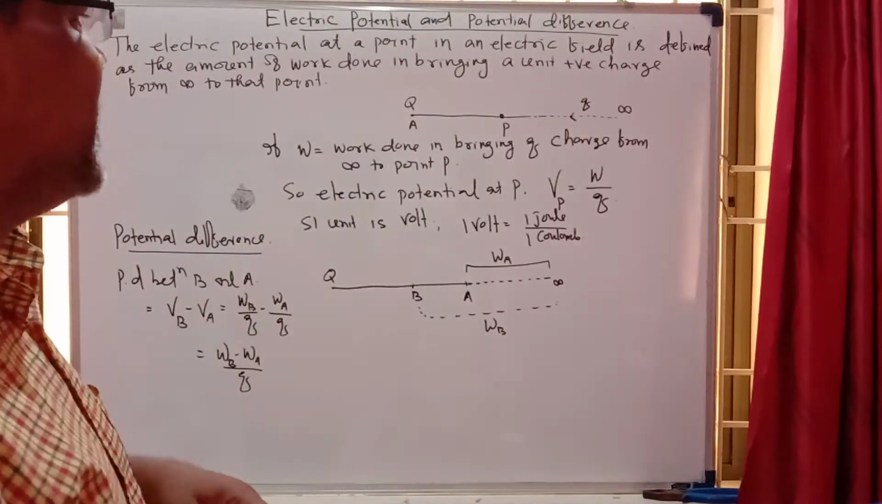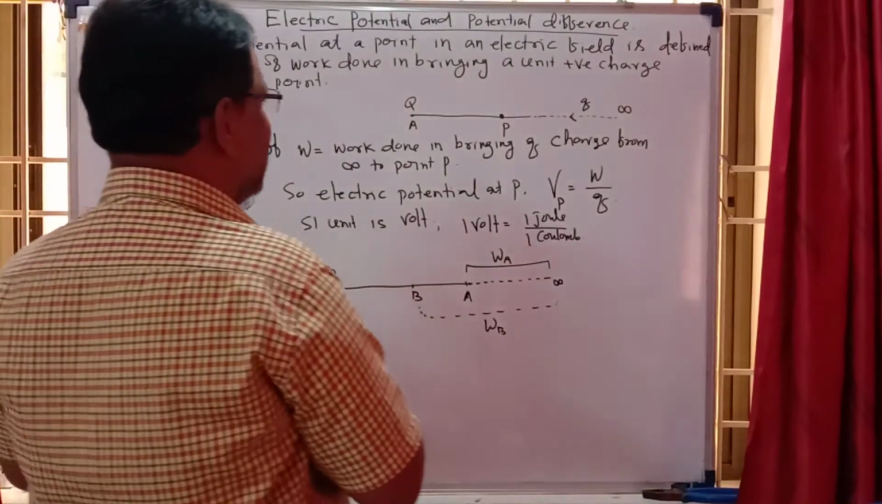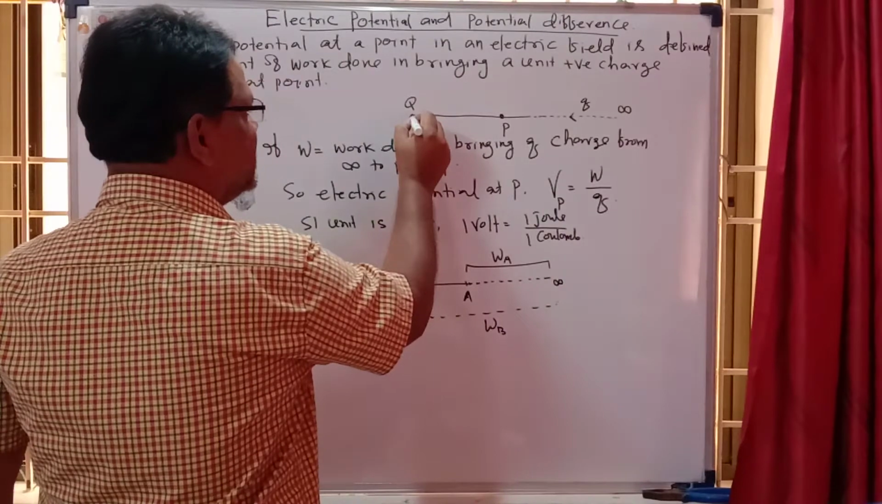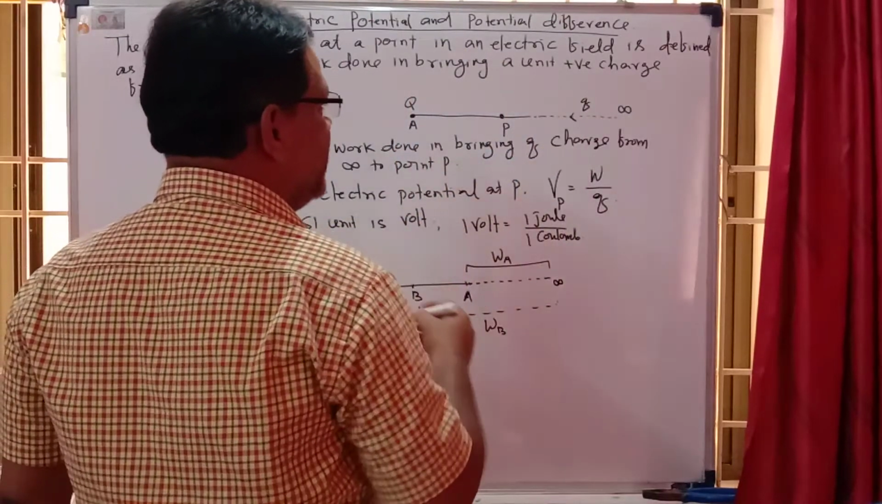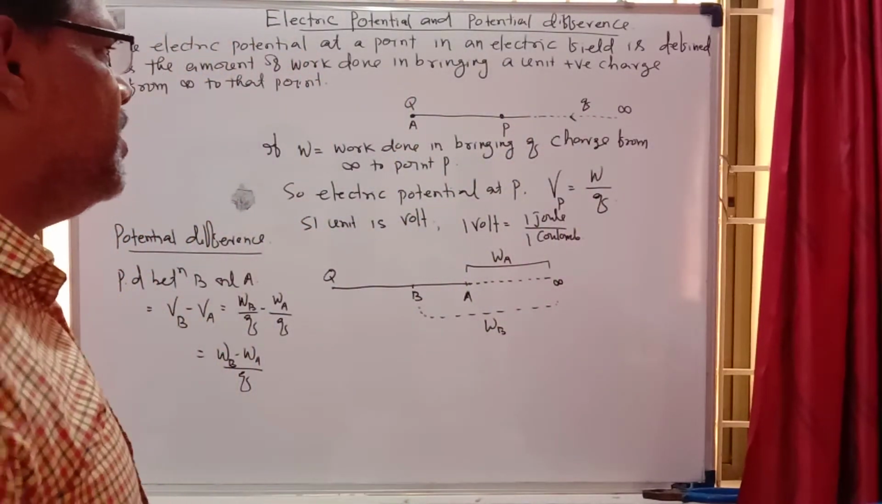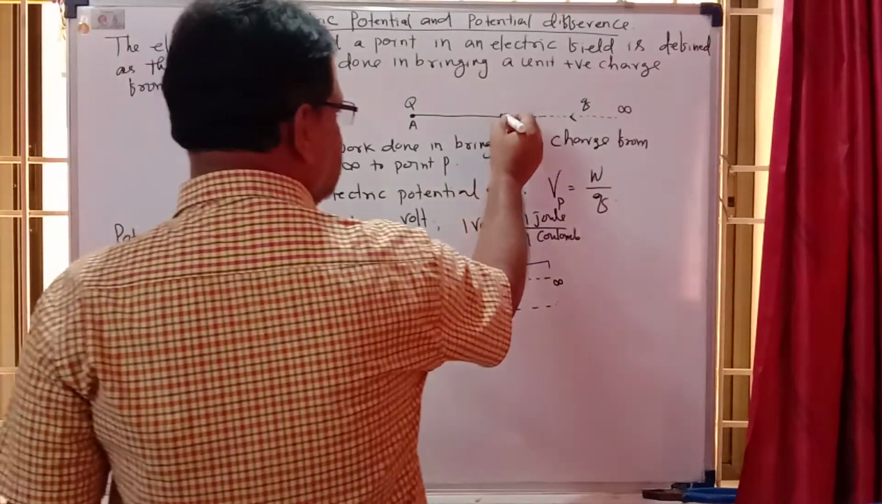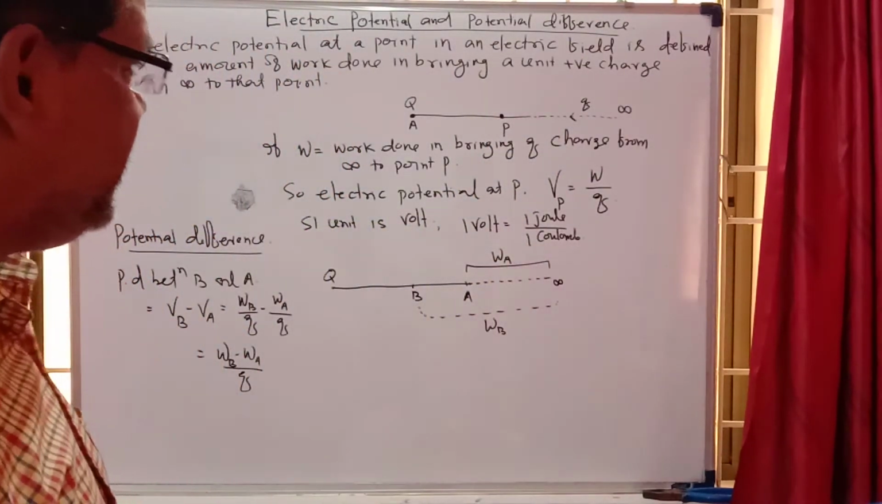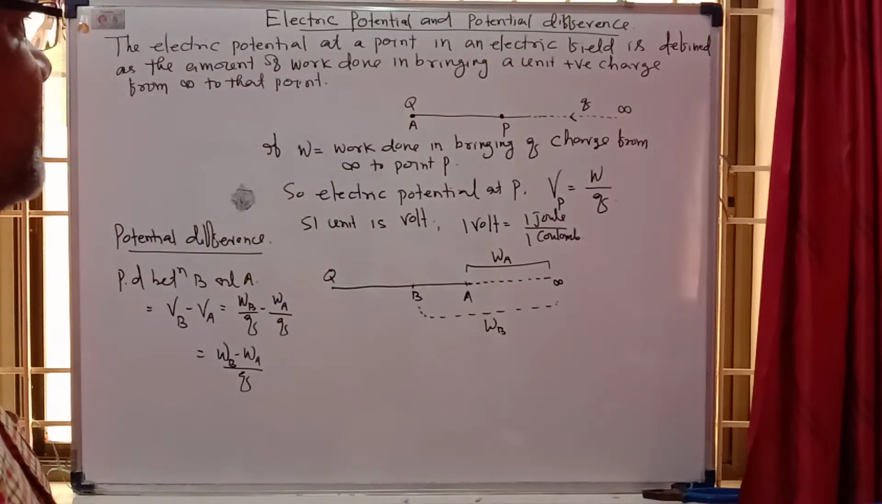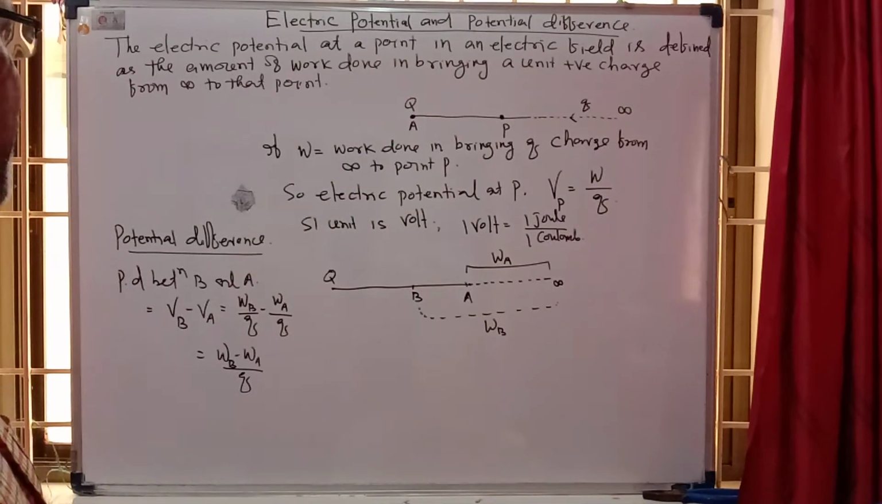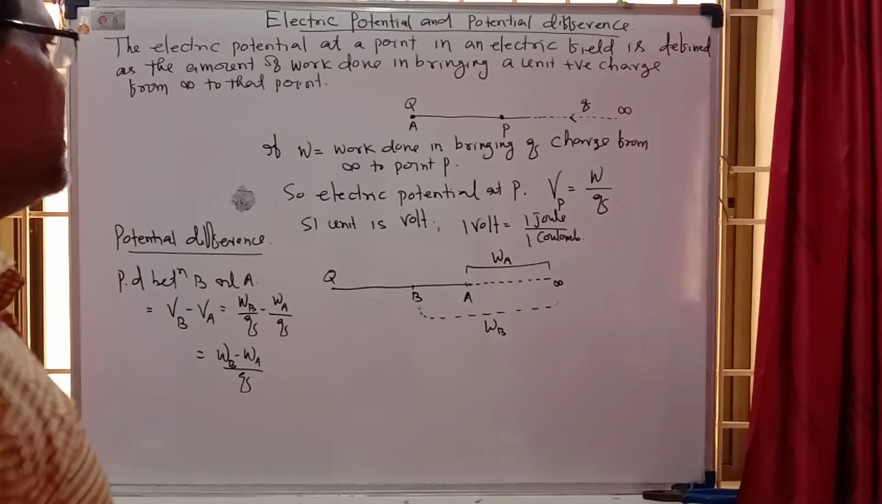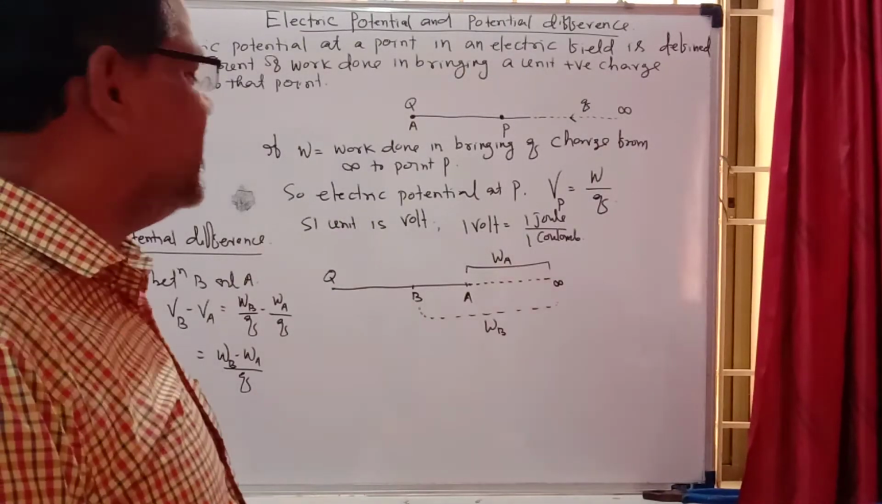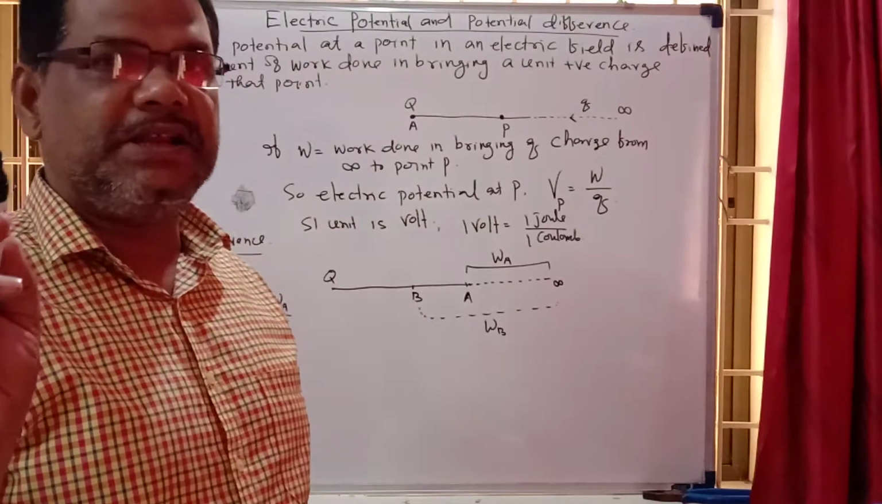Whenever a charge is kept at a point, an electric field is developed around it. So consider the electric potential at a point in the electric field. Suppose P is the point in the electric field. What will be the electric potential at that point P? Electric potential at a point in an electric field is defined as the amount of work done in bringing a unit positive charge from infinity to that point.